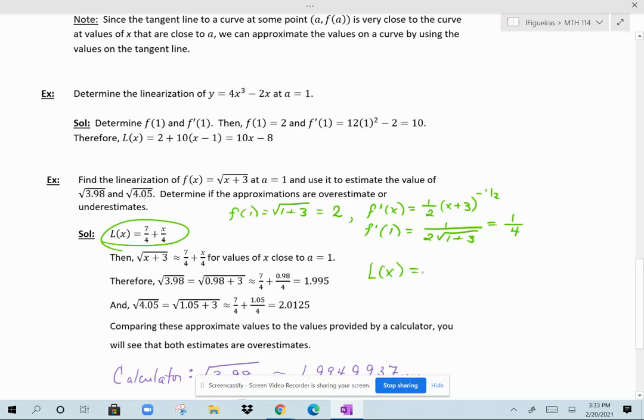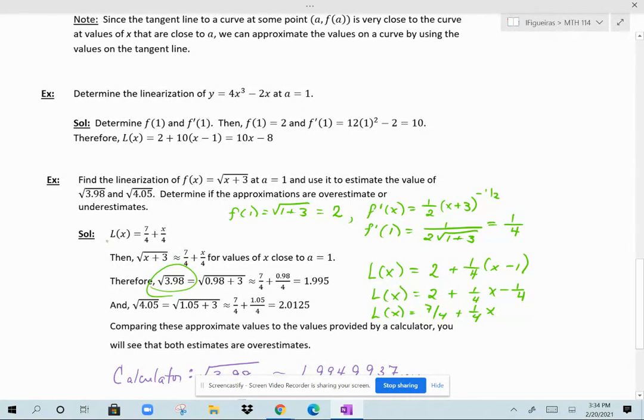I have L of x is f of a, which is now 2, plus f prime, which is 1/4, times x minus 1. So that is equal to 2 plus 1/4 x minus a fourth, but 2 minus a fourth gives me L of x is equal to 7/4 plus 1/4 x, which is exactly what I said here. So that's our linearization.